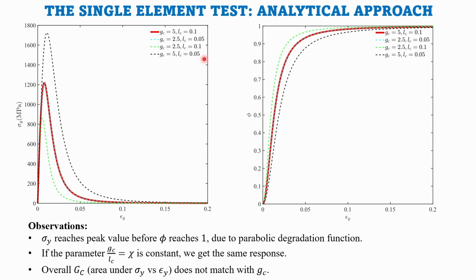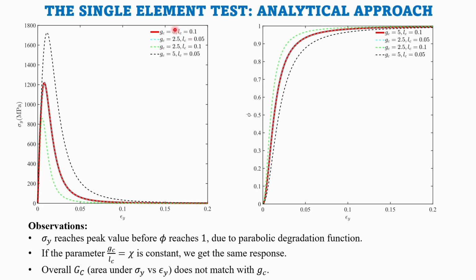So essentially, what are we doing? We are decreasing GC and LC in the same proportion. So we are halving them one by one, or we are fixing one and halving the other. These are two separate scenarios that I am talking about. Understand this legend very carefully. When you plot the stress versus strain response, you will see that for 5 and 0.1 you have this fat red curve.